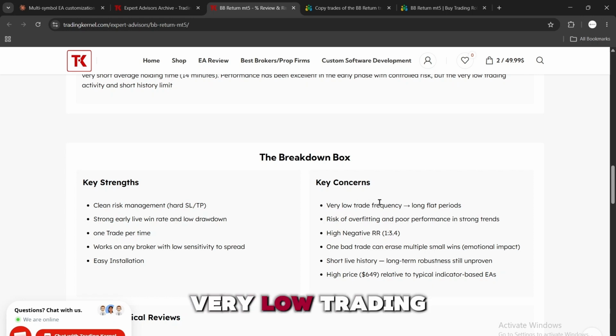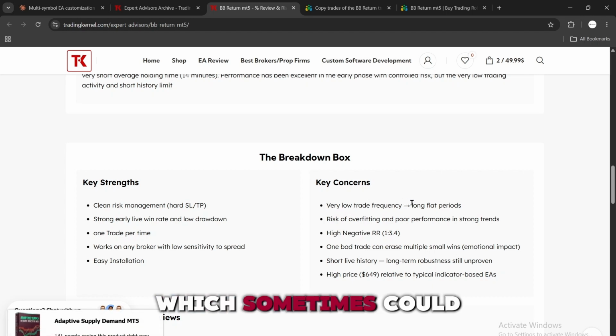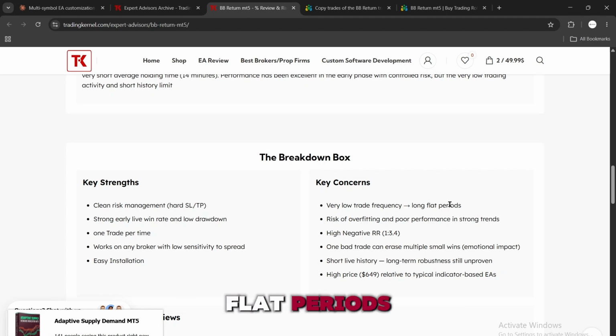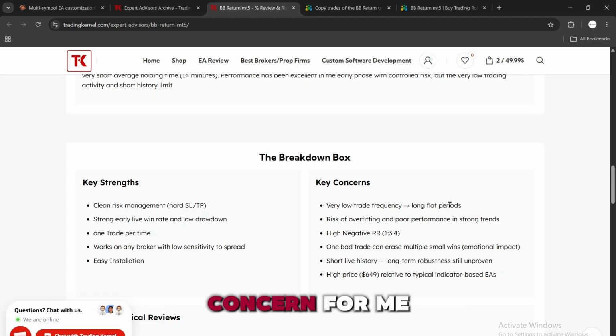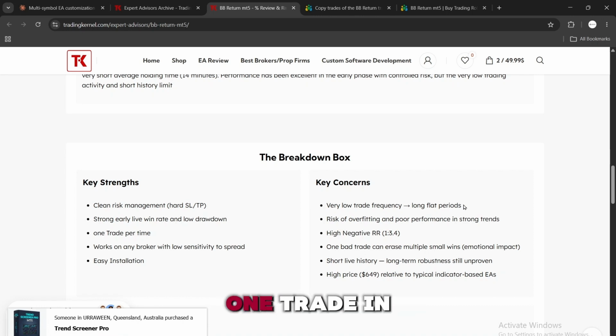It has a very low trading frequency, which sometimes could lead to long flat periods. Now, this is not a key concern for me, but I've noticed that this is a key concern for most traders who actually buy software from MQL5. They tend to expect probably a moderate trade frequency, meaning that it often trades every day or twice every day. Then when they end up purchasing this expert advisor, they tend to complain about it. So if you're going to be using this expert advisor, I believe you should know this. It could have one trade in a day, one trade in 2 days, sometimes one trade in 3 days.